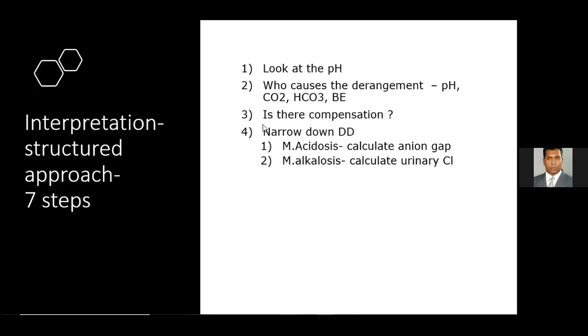Then fourthly, if there is a problem, you try to do certain things using the blood gas itself mostly, or other investigations, to narrow down your differential diagnosis. So say, for example, metabolic acidosis: you try to calculate the anion gap and see whether it is non-anion gap metabolic acidosis or high anion gap metabolic acidosis. So your differential diagnosis is narrowed if you can come to a conclusion. And for metabolic alkalosis, you might measure urinary chloride, and depending on the urinary chloride, you can classify it into either chloride responsive or chloride resistant metabolic alkalosis.